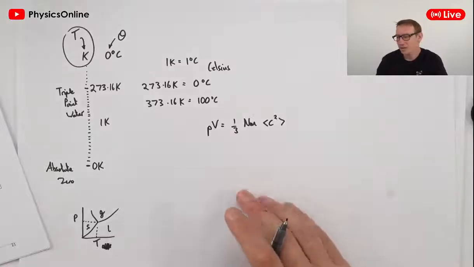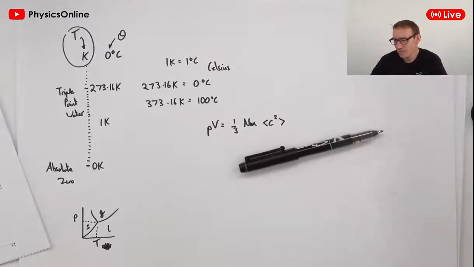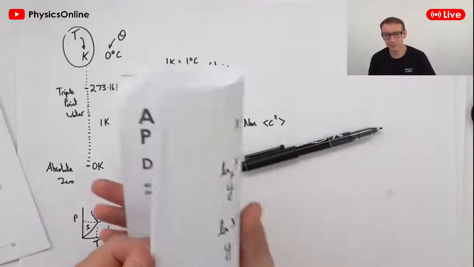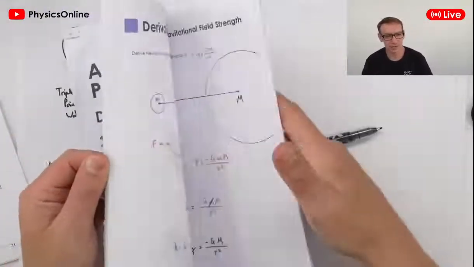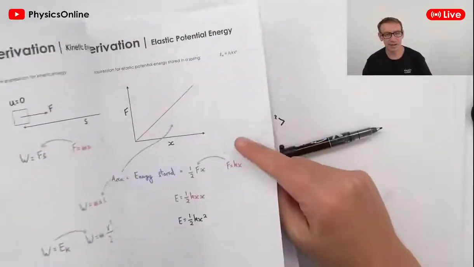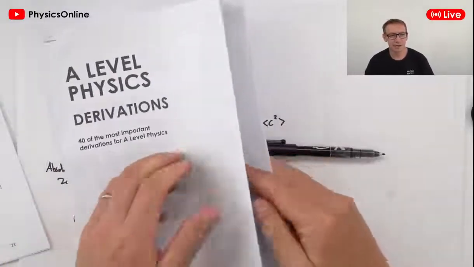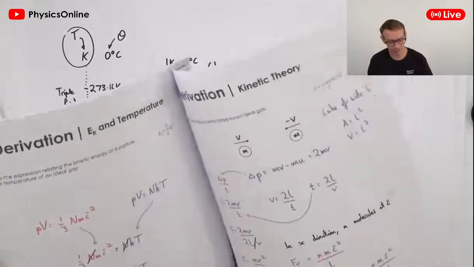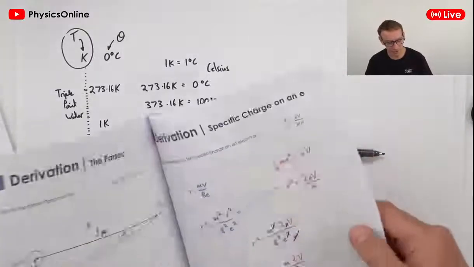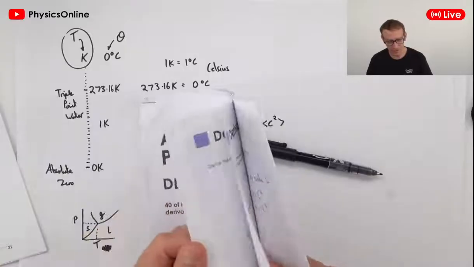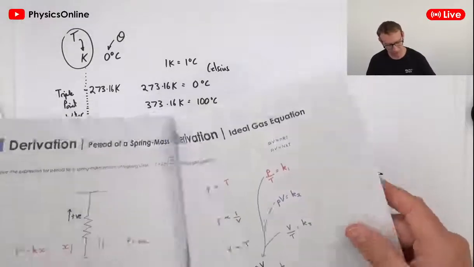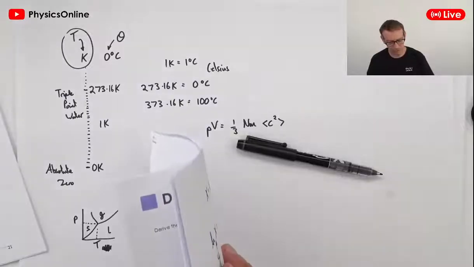Now the derivation for this, I've actually got a whole derivation booklet. You can find this at A-level physics online, and basically you can download all of these derivations. Now what I did previously was I've got my derivations for the parts of the course to do with the ideal gas equation and stuff like that. So what have we got? Do I have this one?